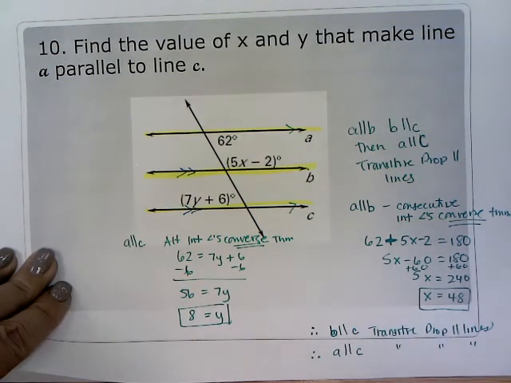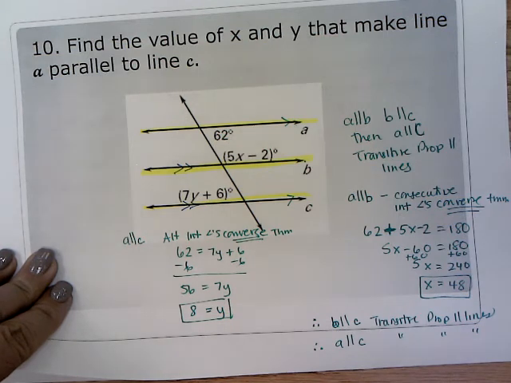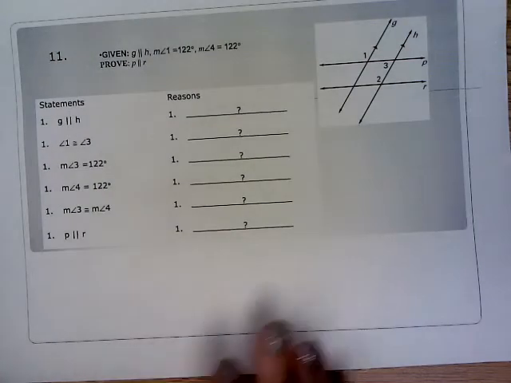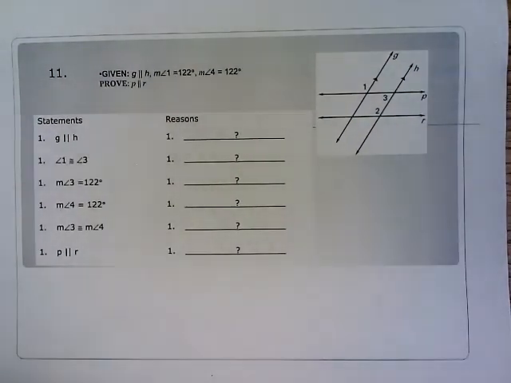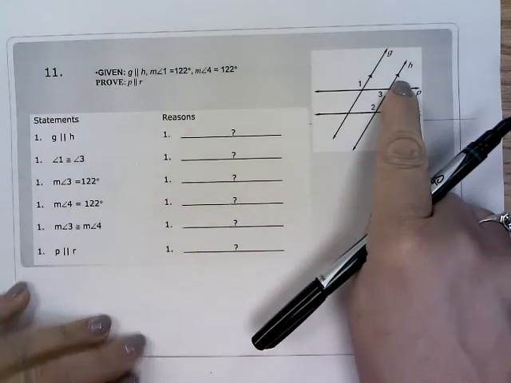Long story, same result. But it's important in geometry, it's all about reasoning and understanding why. All right, last but not least, our friend Mr. Proof, because we will have a proof on our test, always and forever, at least through first semester. All right, so we are given that G is parallel to H, which I see it's already marked.